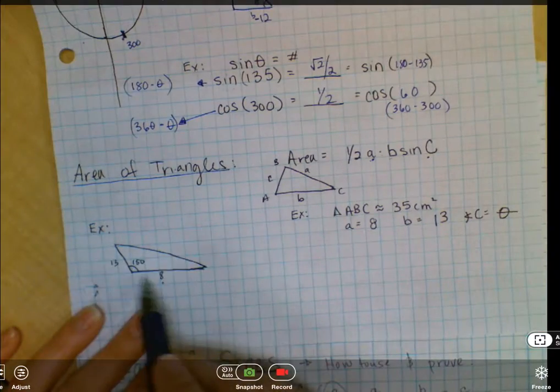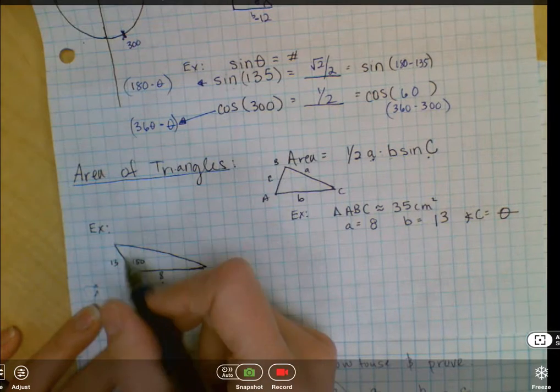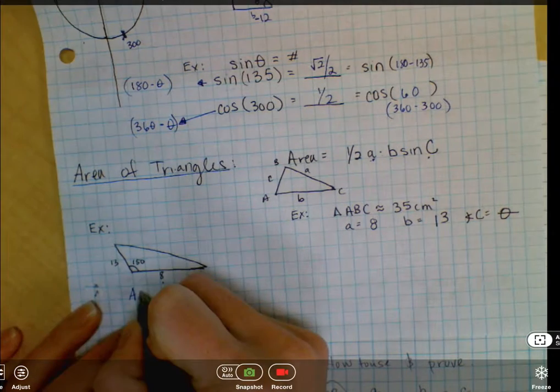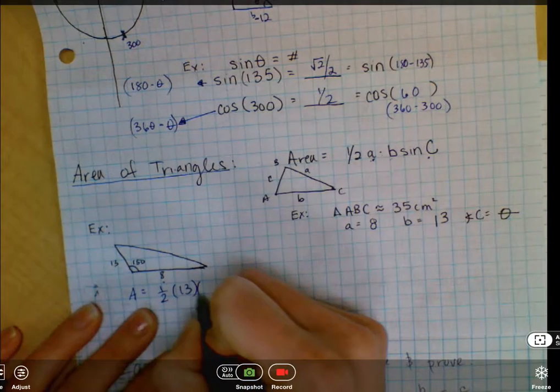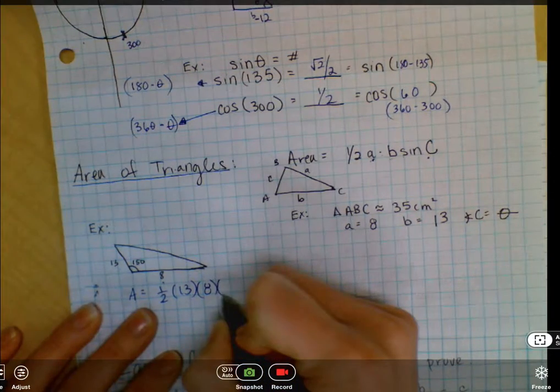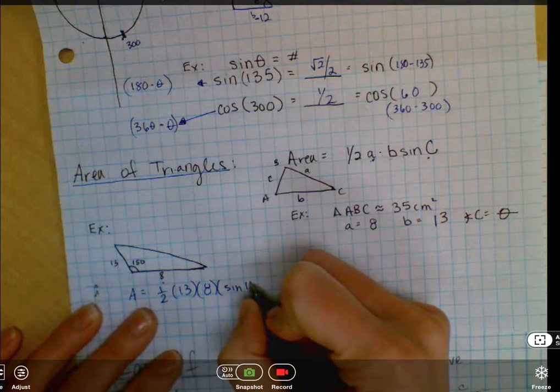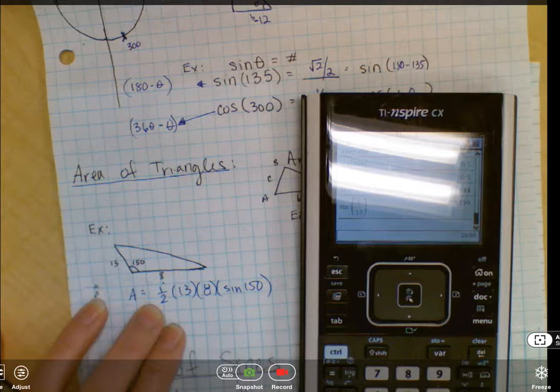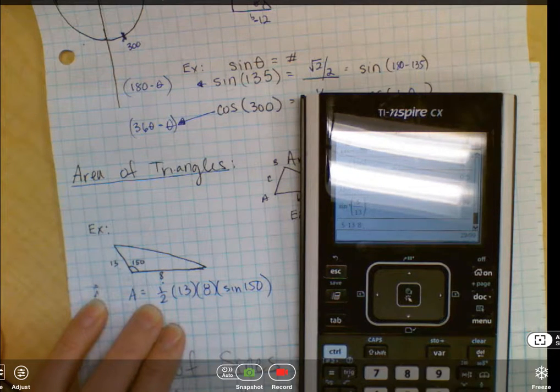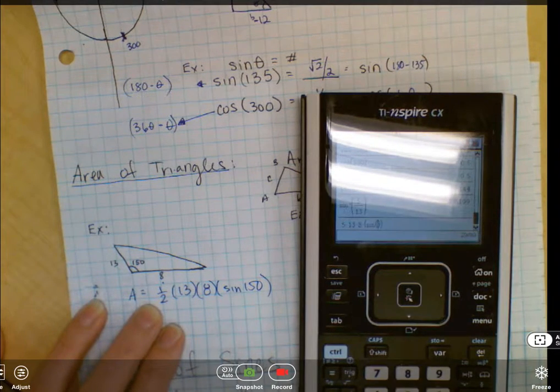Two sides, included angle. So I'm going to say the area of this triangle is 1/2 times 13 times 8 times the sine of 150. And I'm just going to use my calculator to do that. 0.5 times 13 times 8 times the sine of 150 is 26.